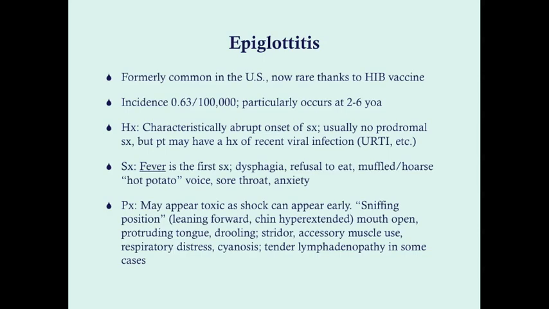Because the epiglottis can also cover up your swallowing, or the patients may not swallow because it hurts, you can get drooling. Then, of course, also you get stridor because of the air turbulence going in and out of the lungs. Once you get into respiratory distress, you see things such as accessory muscle use, and then cyanosis once you get respiratory fatigue. Because this is infectious, it's bacterial, you can get tender lymphadenopathy in some cases. And that, of course, will be around the neck.